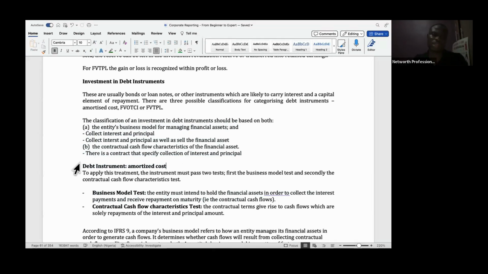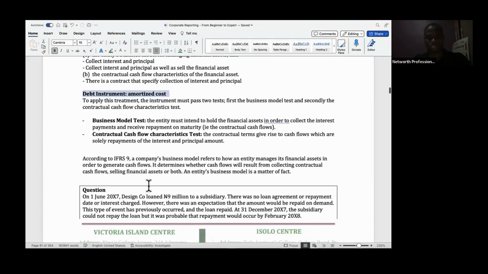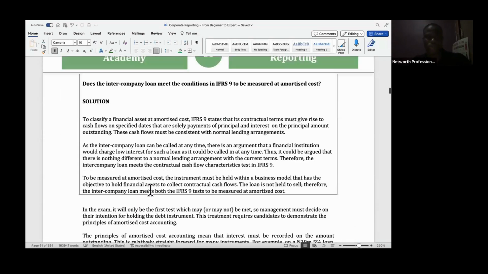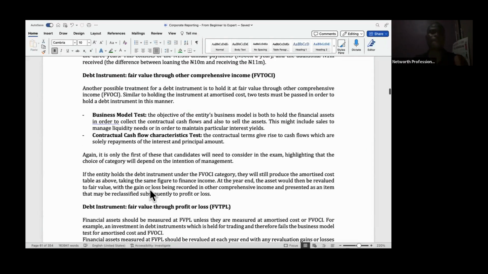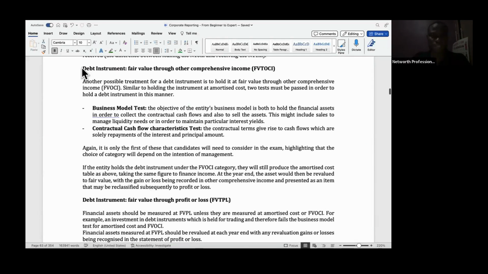And that's amortized cost. Then for the other ones, I showed you how you determine amortized cost, which I'm going to come to in a jiffy. But before I go there, I want to tell you the second one, how you can classify a debt investment at fair value through P&L.